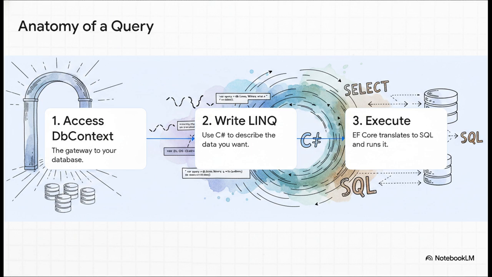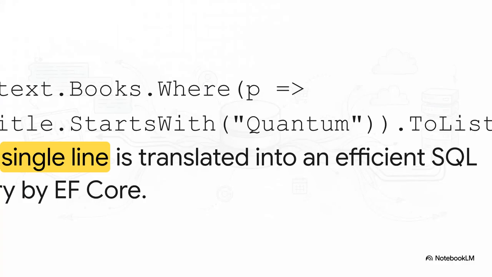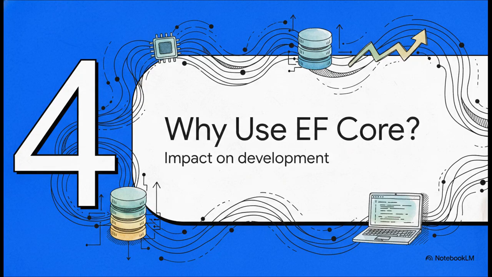And finally, you just tell EF Core to run it, and that's when all the magic translation and data fetching happens. Now, what's so amazing here is that you're looking at C# code. That's it. There's no SQL in sight. But behind the scenes, EF Core takes this one little line and translates it into a super efficient SQL query to find all the books in your books table where the title starts with the word quantum. The developer doesn't have to write one single word of SQL. It's awesome. This powerful translation brings some massive benefits with it, and it goes way beyond just saving a developer from writing a few lines of SQL.